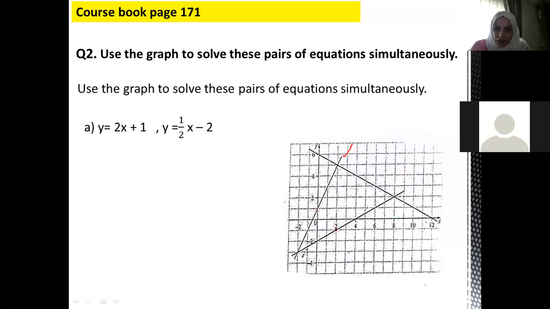That's right. How did you know, Sarah? Because it intersects with the y-axis at -2. Excellent, because it intersects with the y-axis at -2.